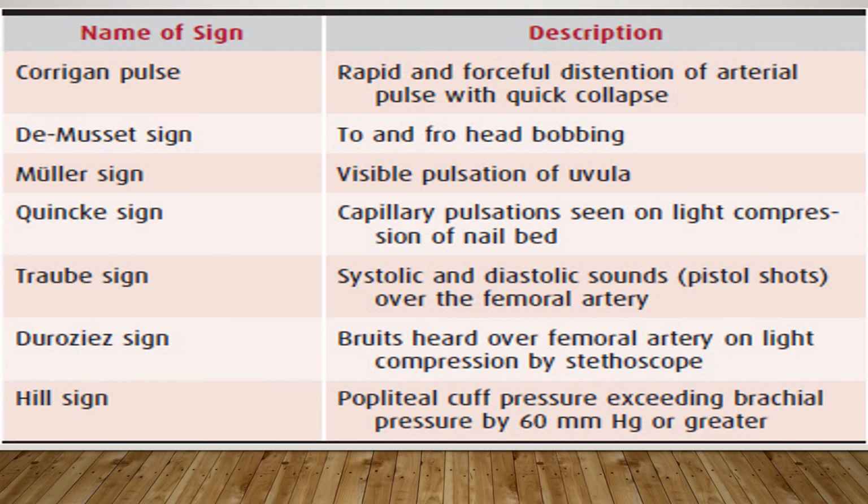This is systolic and diastolic sounds, that means a pistol shot over the femoral artery. Duroziez's sign is a bruit heard over the femoral artery on light compression by stethoscope. Hill sign is a popliteal cuff pressure exceeding brachial pressure by 60 mm of mercury or greater. These are just a few peripheral signs of aortic insufficiency, and there are many other peripheral signs in addition to those.